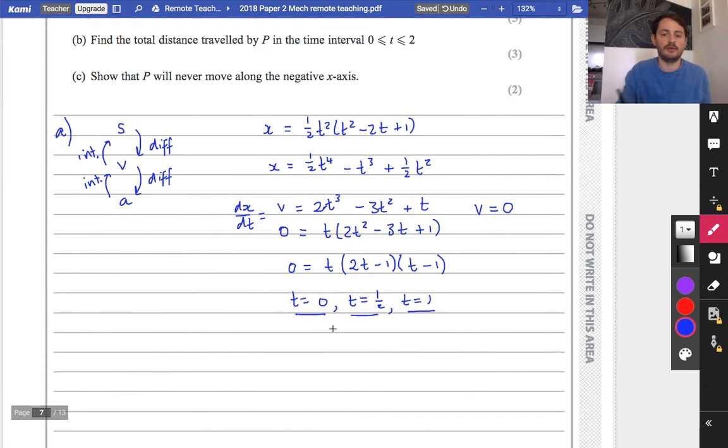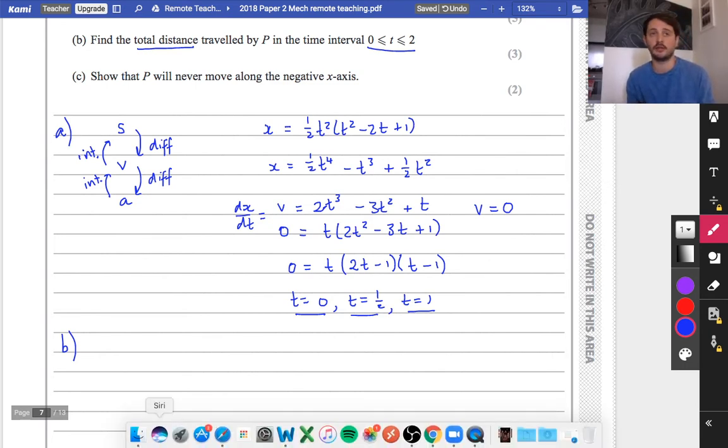Now, this is only a 3-mark question, but I think it can be quite demanding in some ways. Find the total distance travelled by P in the time interval 0 to 2. Well, I'm going to do the way first of all that's a little bit longer, but I think that might relate more to some of the things we've learnt, and then I'm going to try and explain a bit more of a common sense method afterwards that the mark scheme tries to do.